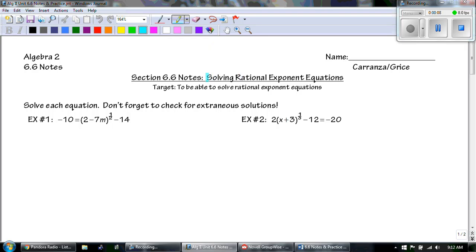Today we're going to be talking about solving rational exponent equations. Our learning target is to be able to solve rational exponent equations. So, solve each equation and don't forget to check for extraneous solutions.